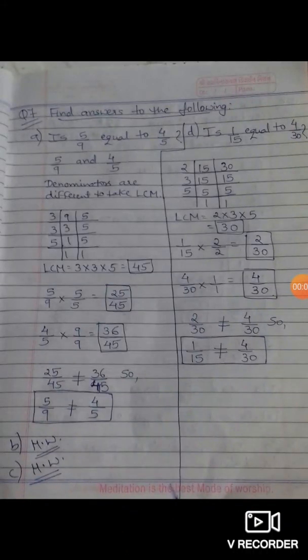Okay, moving on to exercise 7.4, question number 7. Find answers to the following. The question is, is 5 upon 9 equal to 4 upon 5? How can we check it out?